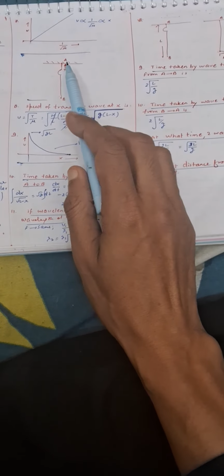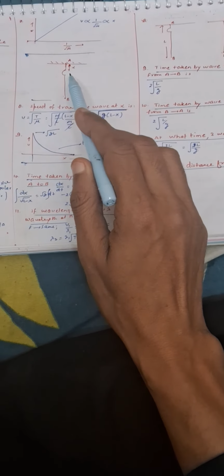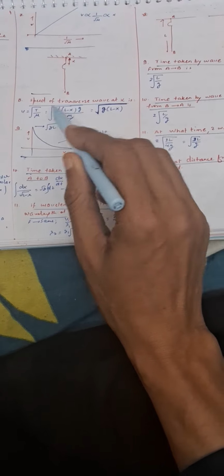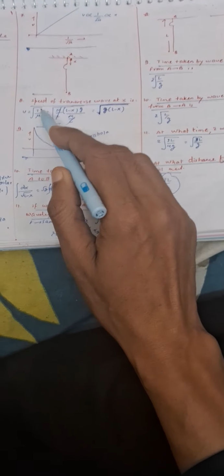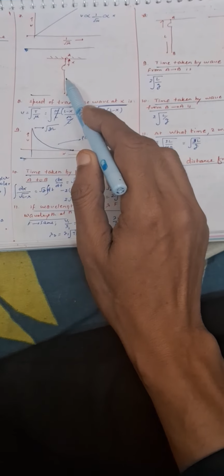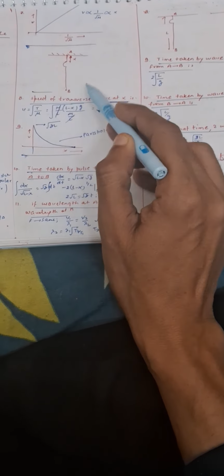Next we have a question: a wave pulse is generated in a string having mass m and length l, at a certain point which is at a distance of x from the top. We need to find the speed of the transverse wave at that point. Using the equation V equals root T by mu, the tension will be equal to the weight of the string below this part.